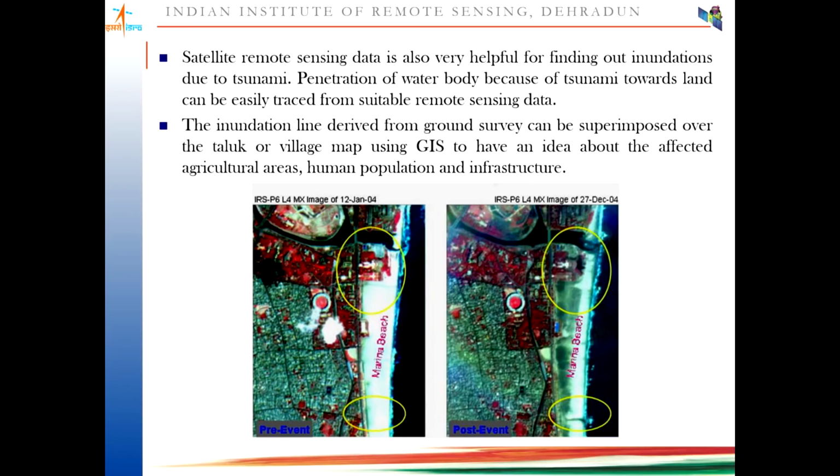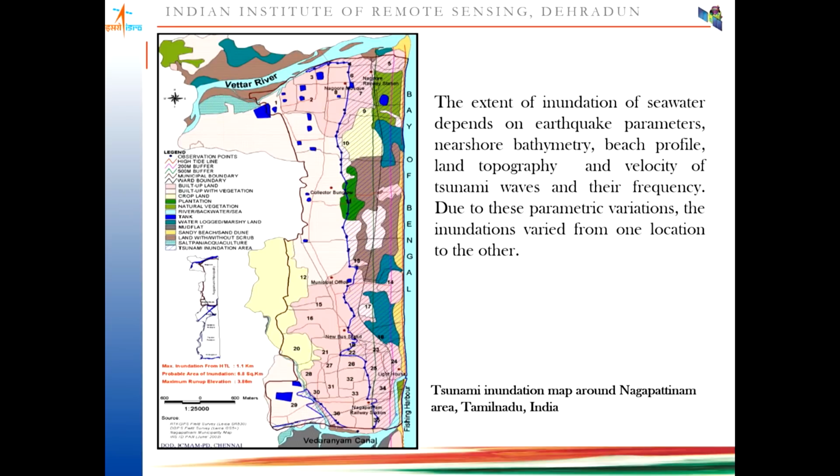The inundation line, that means how much water has gone inside the areas which have been inundated, can be derived from the ground survey, and can be superimposed over the taluk or the village map using GIS to have an idea about the affected agriculture area, human population and the agriculture. And so this type of map has been generated. This is a map generated in those days by the Department of Ocean Development by ICMAM PD in Chennai.